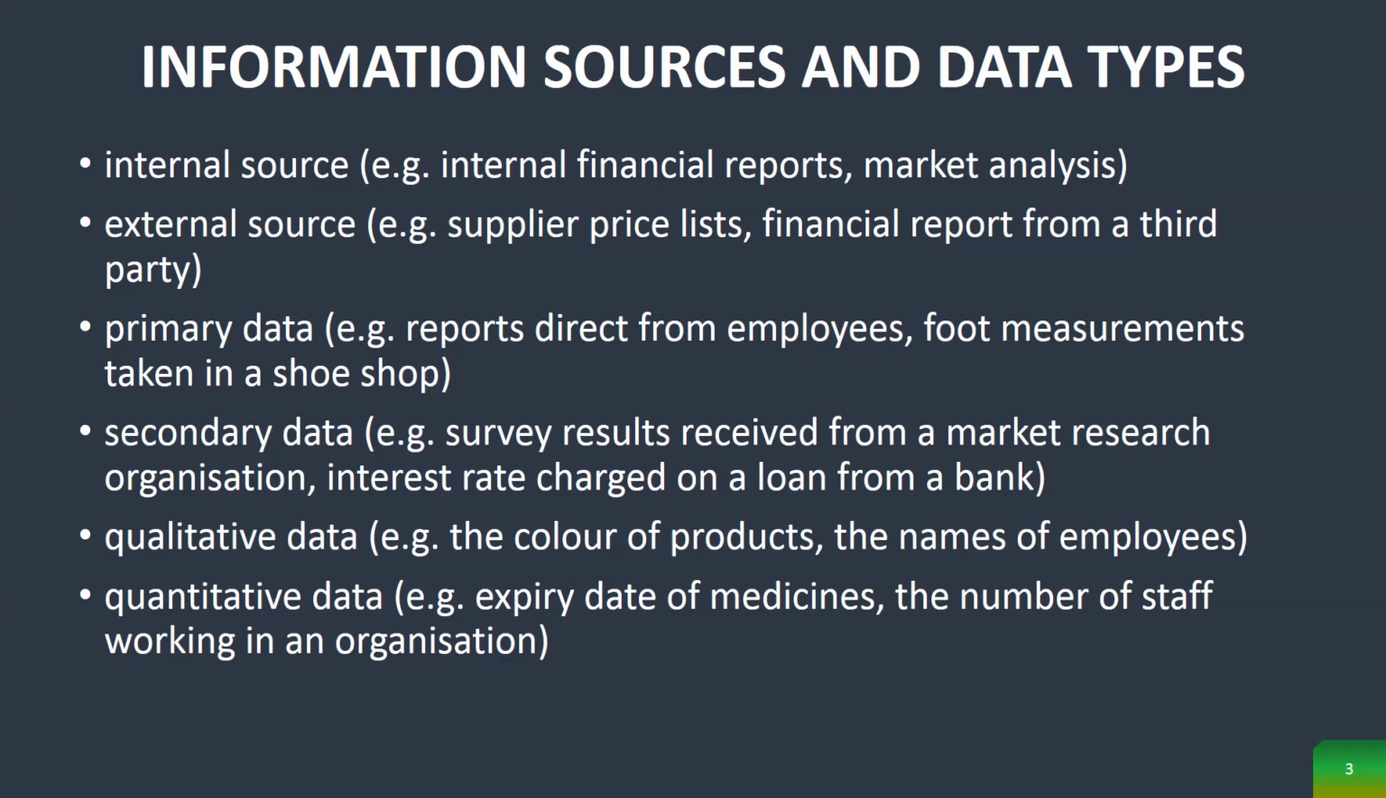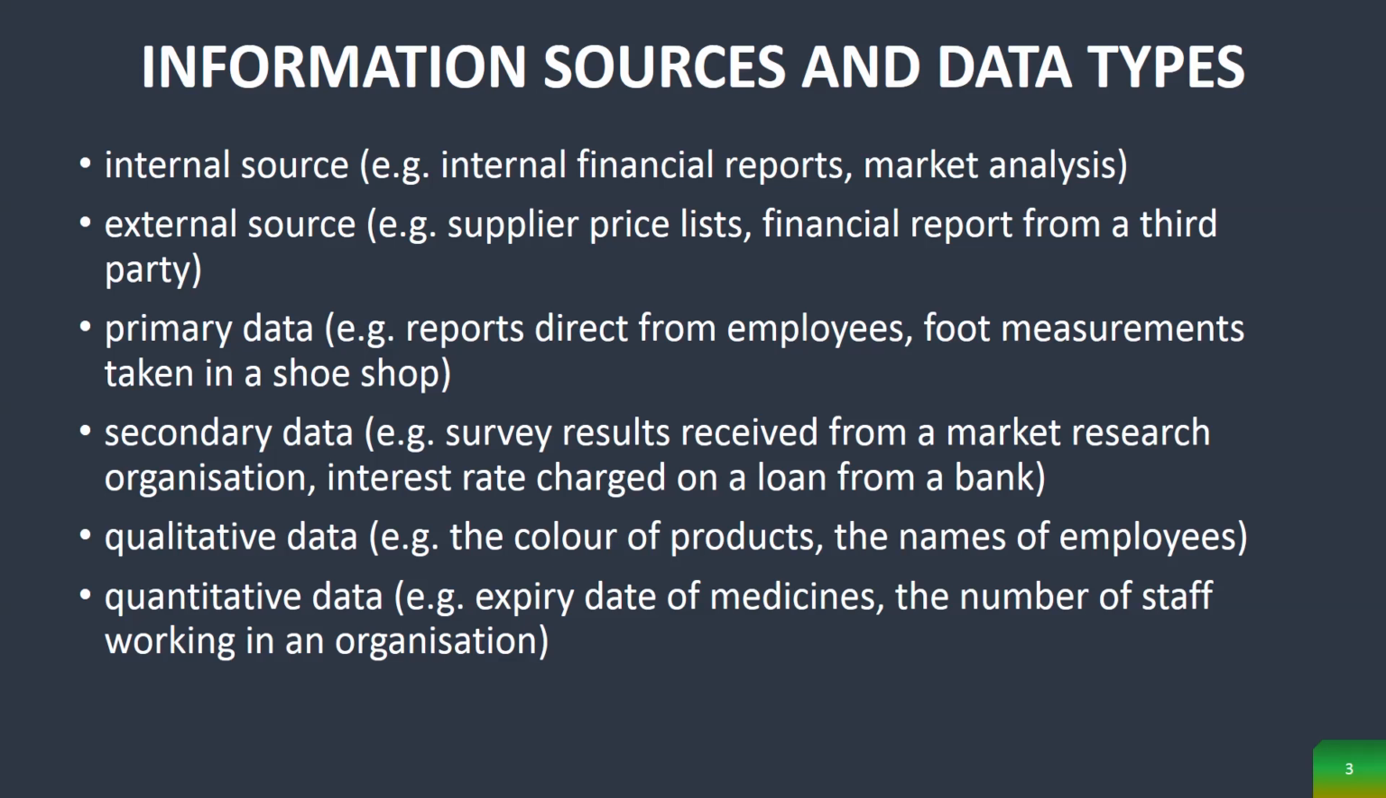Whereas secondary data could be information taken from somewhere else. For instance, as it says there, survey results received from market research, that might be done external to the company, by an external firm. Another example is interest rates charged on loans from a bank. If you take a loan out from a bank, you will get charged X amount of interest by the bank, so they can earn their money. That information is secondary data, because that is from someone else, not from you.